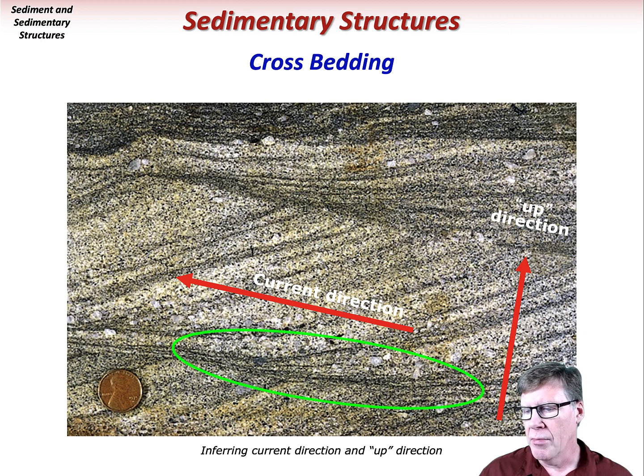Contrast this with the lower part of the bed where the crossbeds curve and go parallel with the bottom of the bed. We not only have some idea of ancient flow direction from this outcrop, but we also know that these rocks have not been overturned and they're still right side up.